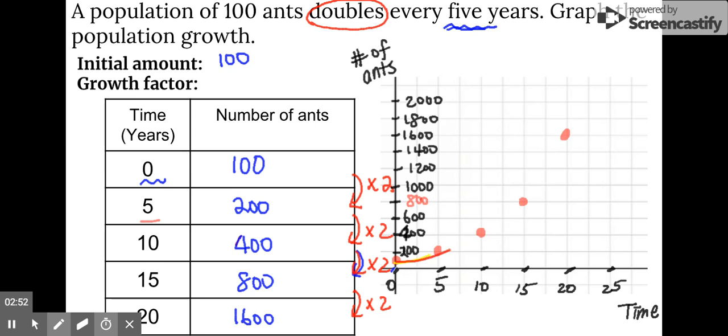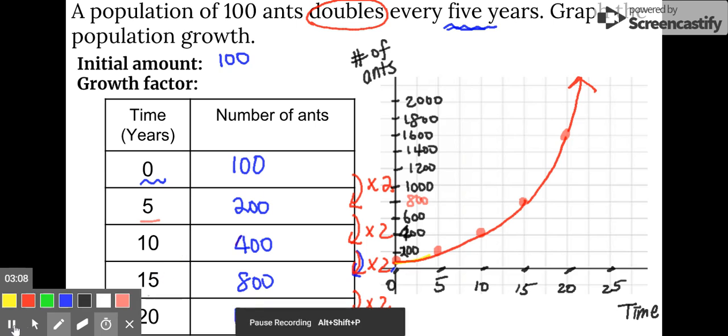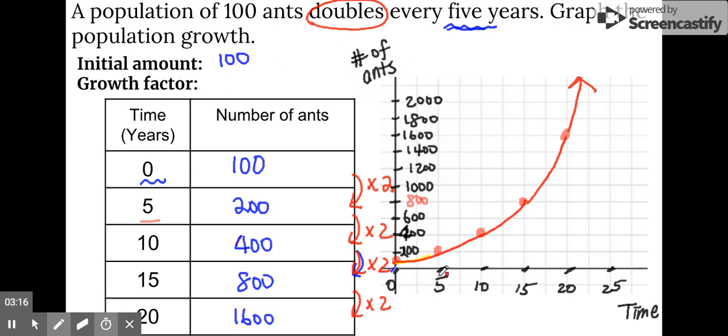Okay, let me choose a different color. So it is also exponential. It's increasing faster, right? From here. Okay, so you see that this is also an exponential function. All right, so please remember this and remember how to graph, how to label them, and how to put appropriate numbers on the scale.